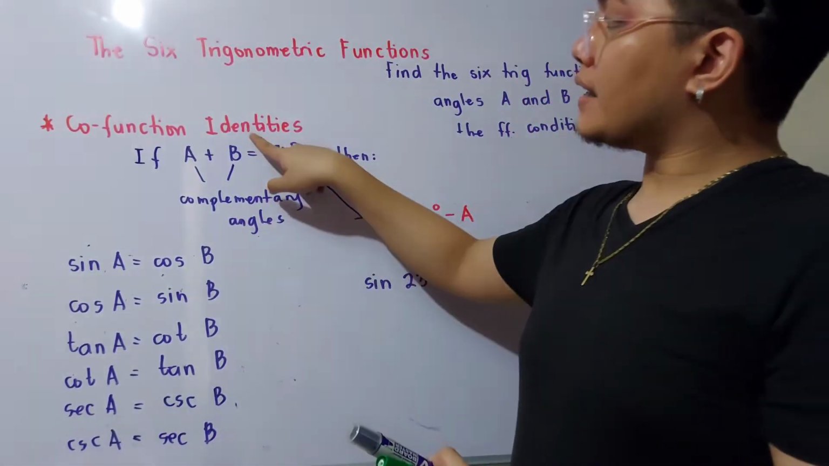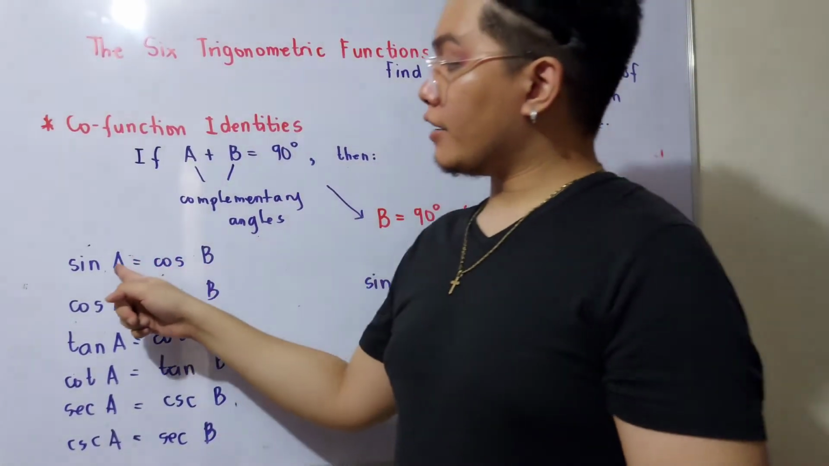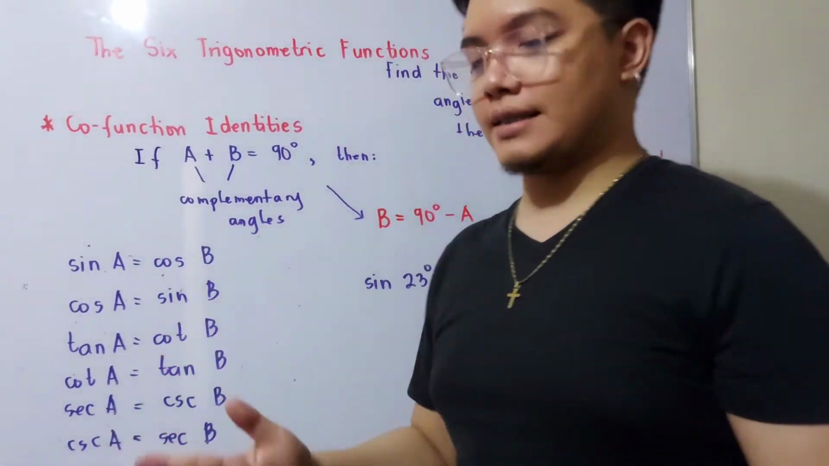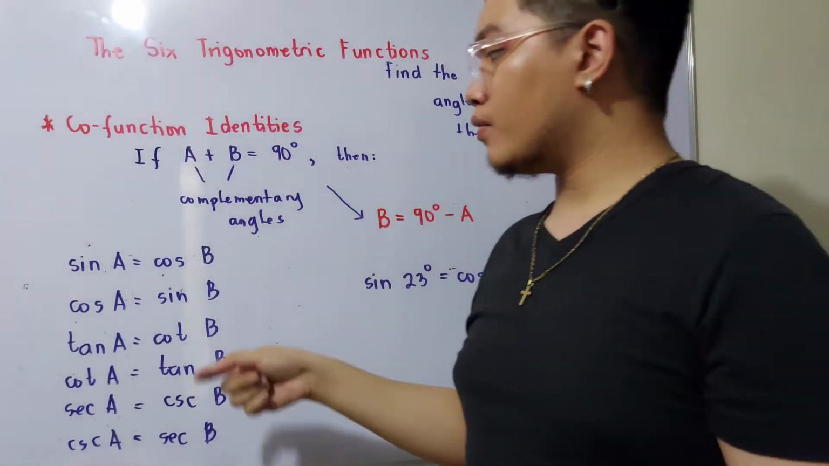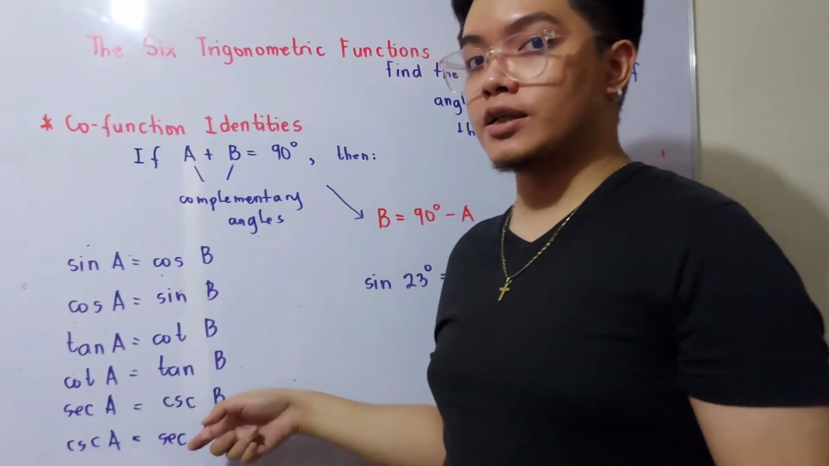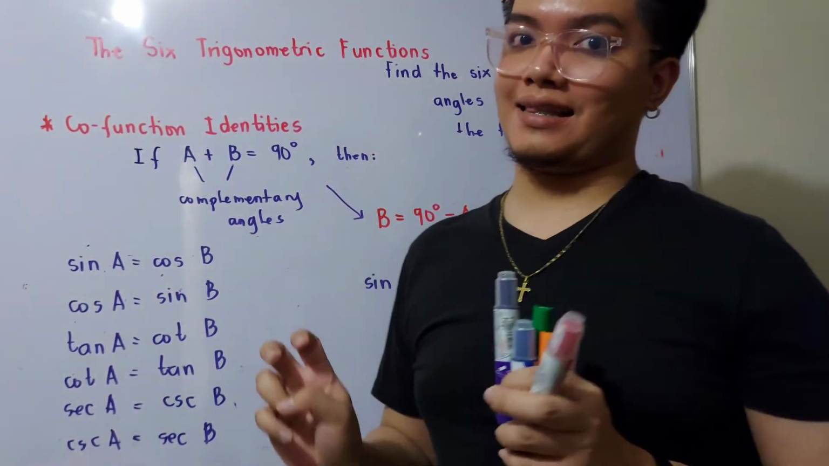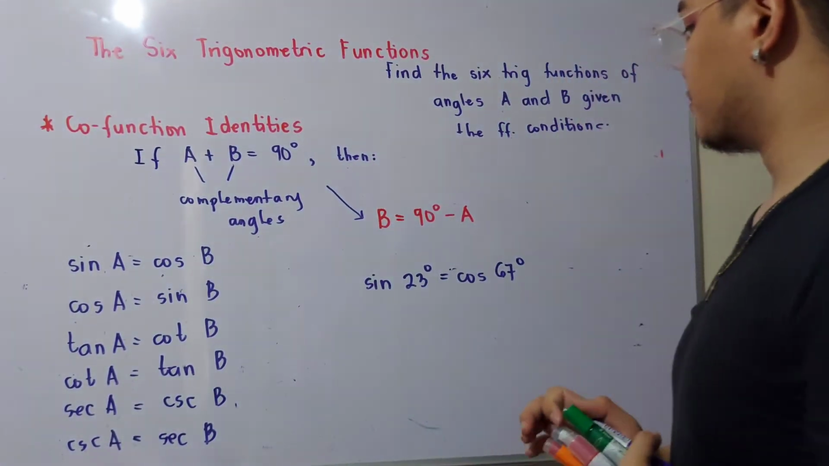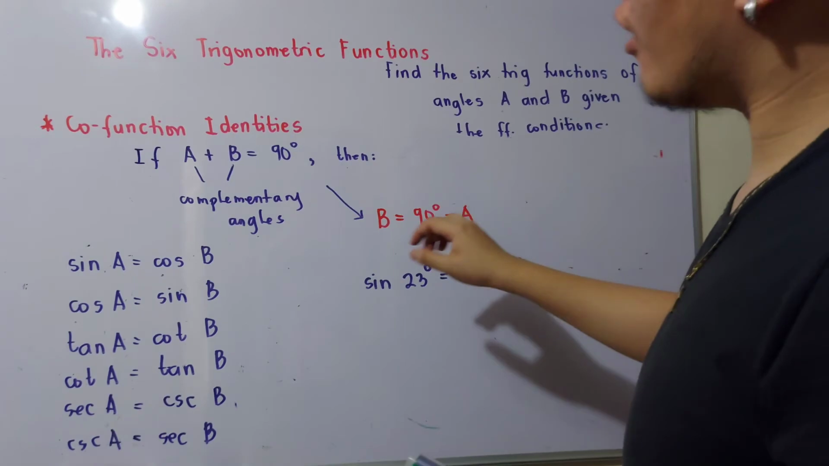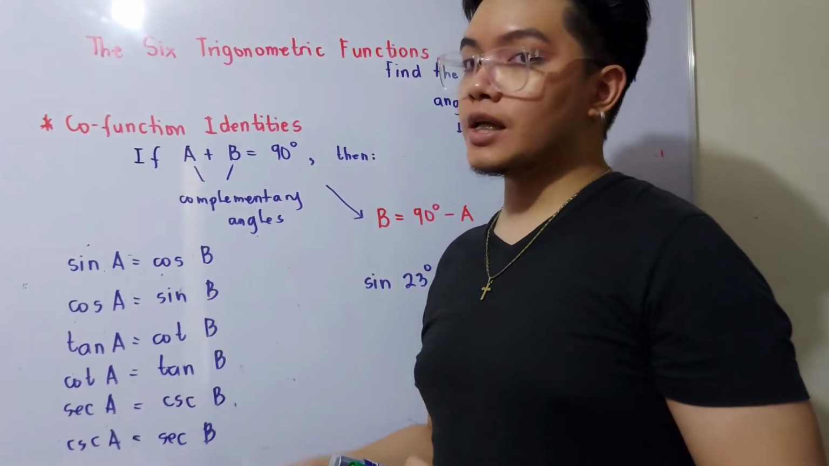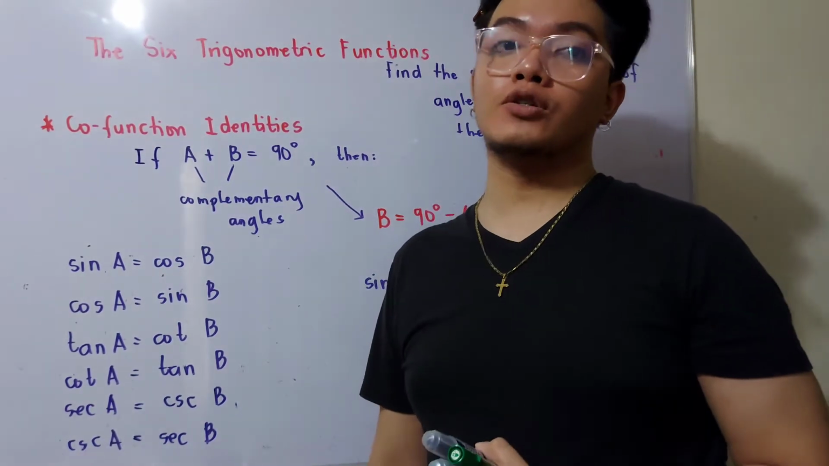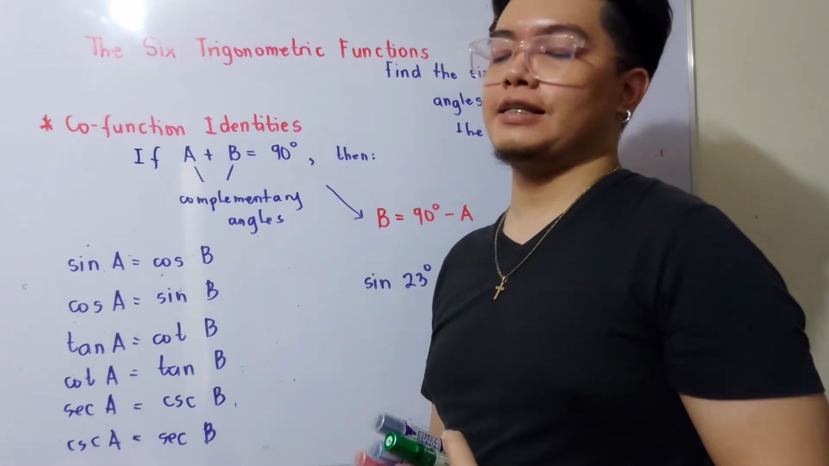Pag sinabi natin identities, kahit anong maging value niyan, as long as nasasatisfy ito, mag-work itong equations na ito or identities. Pero pag halimbawa, for selected values lang itong mga equations na to, conditional equation ang tawag doon at hindi identity.